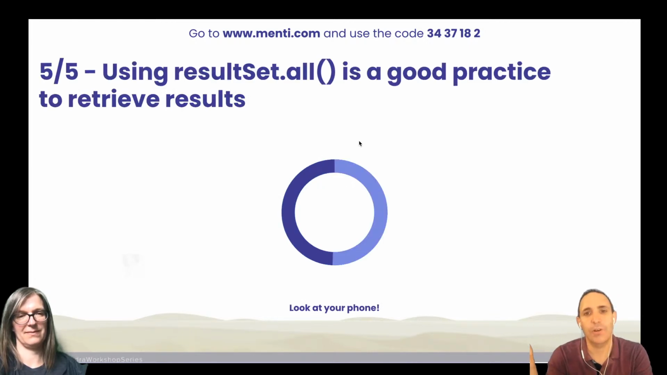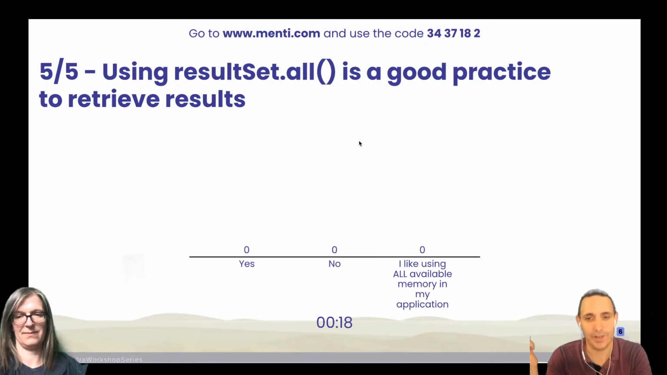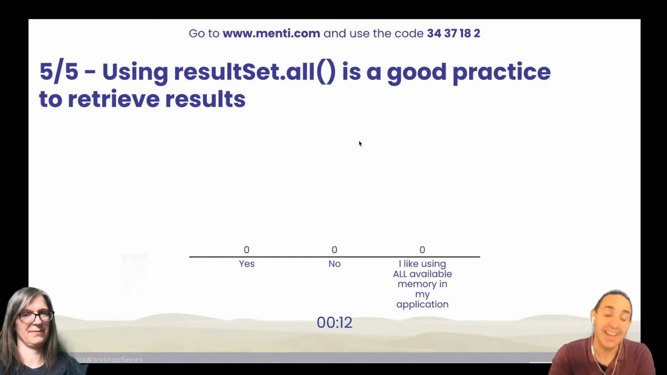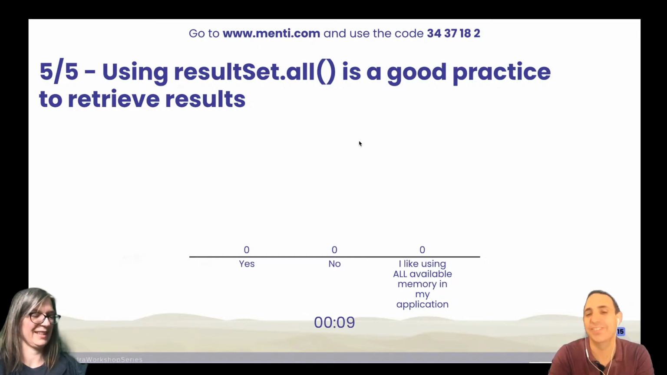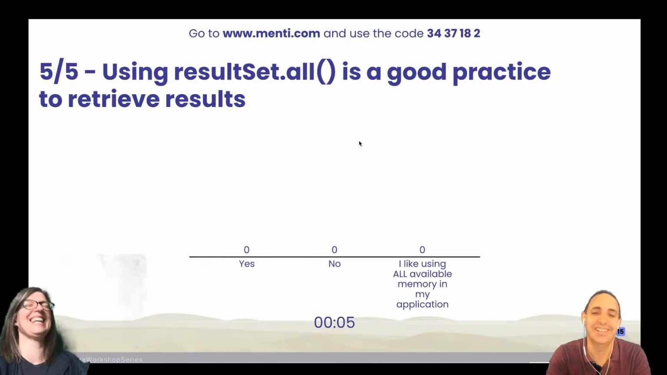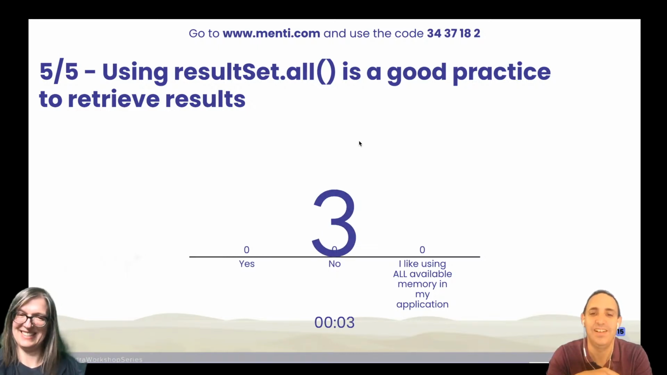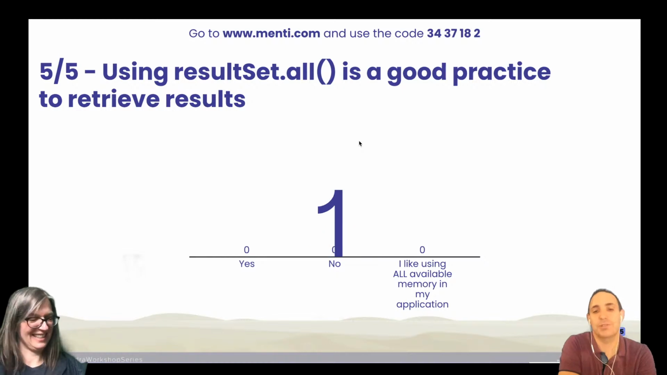Using resultset.all is a good practice to retrieve results. Yes, no, I like using all available memory in my application. Oh, that's a neat question. I've actually seen that in support. Oh, you see that in support? Of course you do.